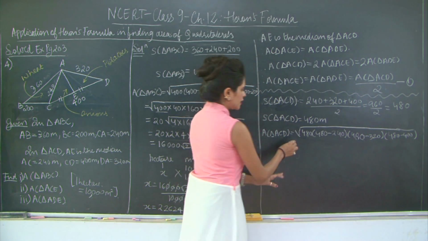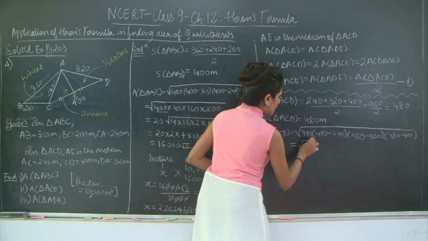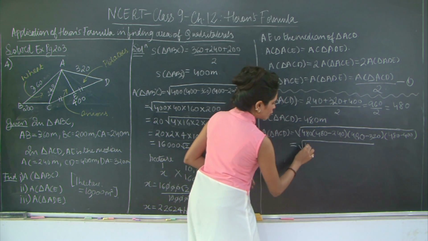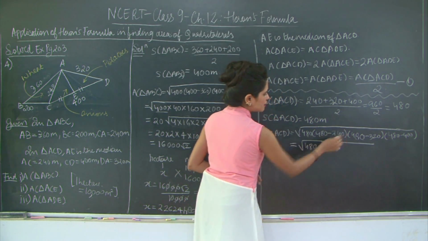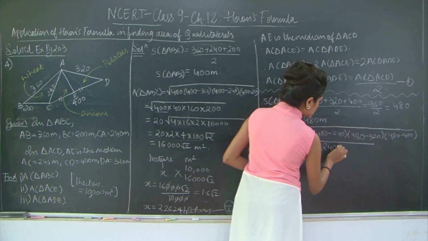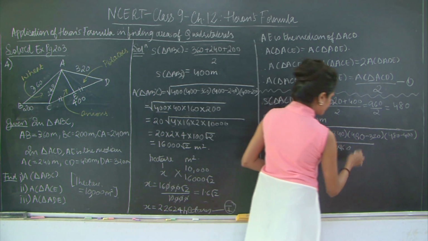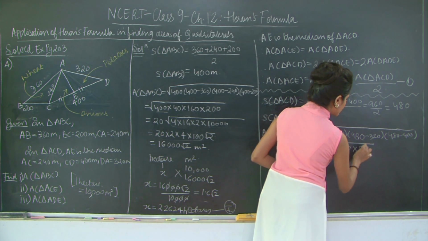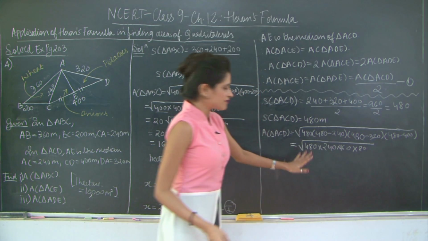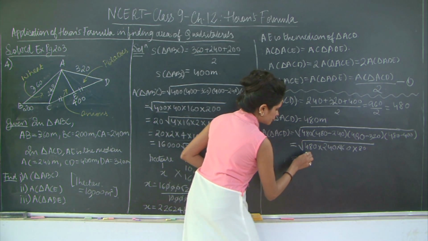Correct? Now let's open these brackets, solve through BODMAS. So I have 480 coming down as it is. 480 minus 240 is 240. Then 480 minus 320 is 160. Then 480 minus 400 is 80. So now let's find the square root of this entire square root term.